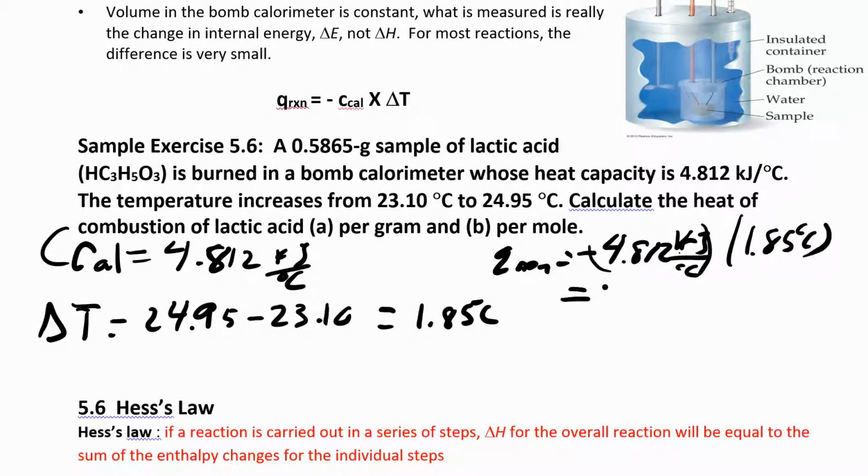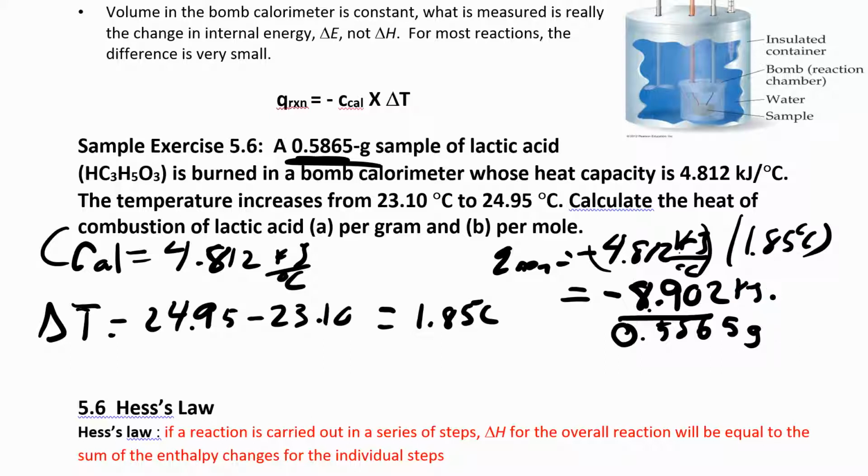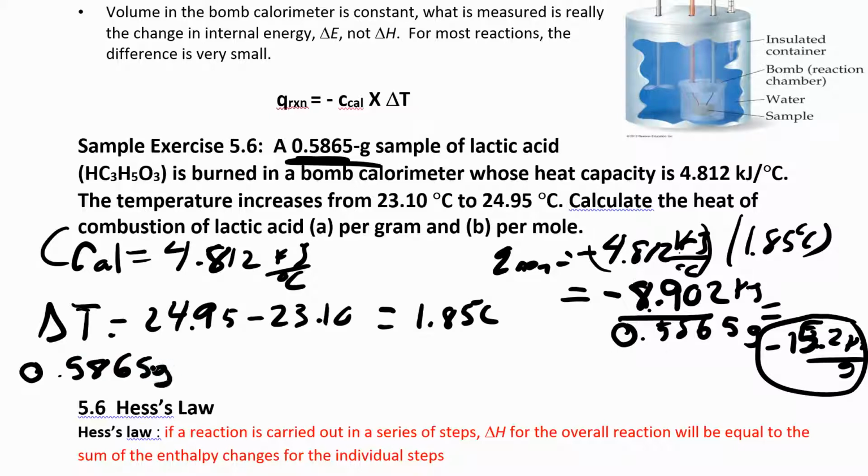and then you want to do this per mole or per gram. So I got negative 8.902 kilojoules. If you want to do this per gram, they tell us we have a 0.5865 gram sample, so this is kilojoules per gram, and that ends up being negative 15.2 kilojoules per gram. And then if you wanted to do this per mole, you would have to convert those grams, that 0.5865 grams of lactic acid.